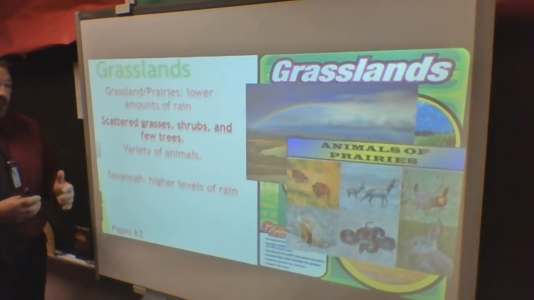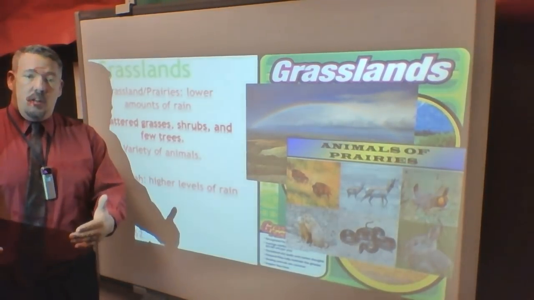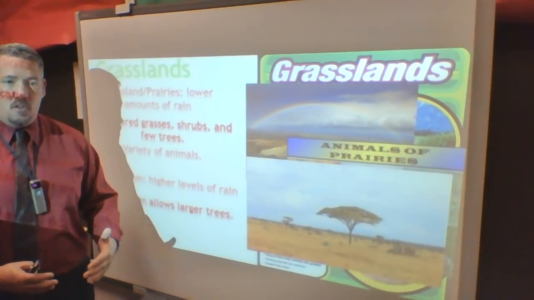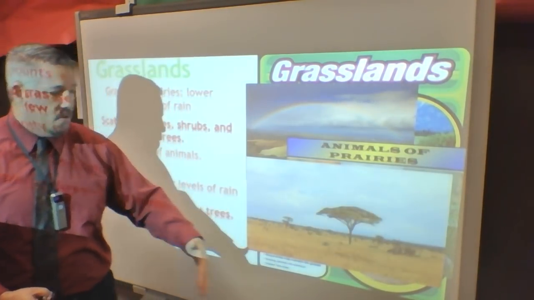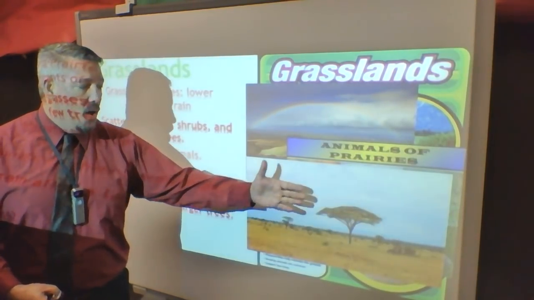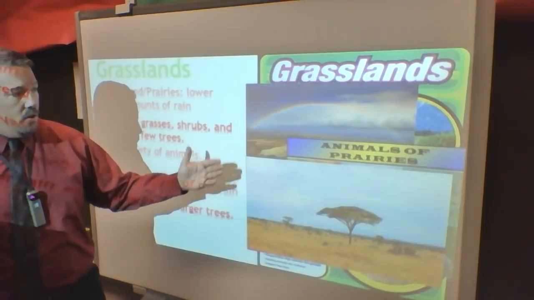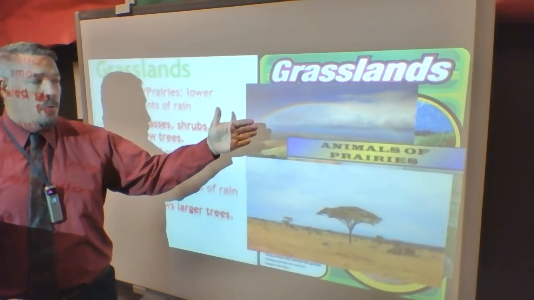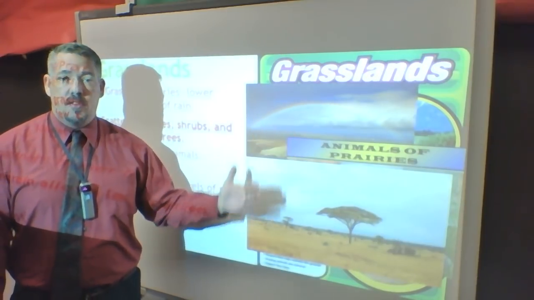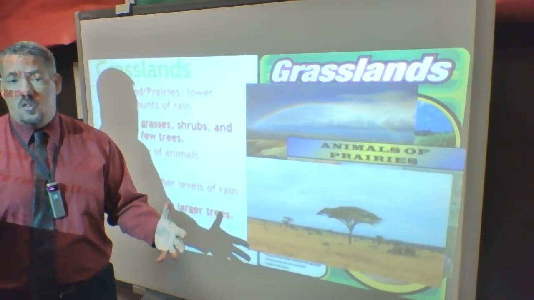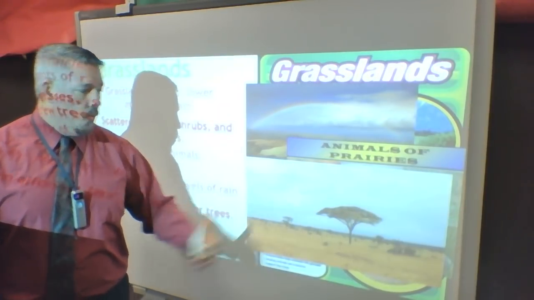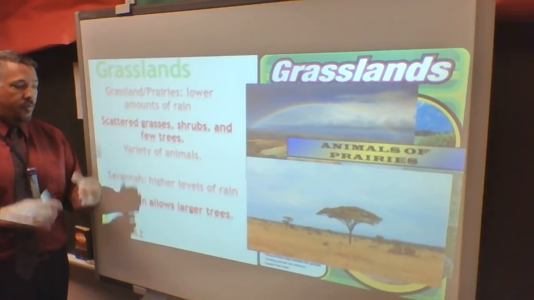When we talk about the savannas then, the savannas have more rain. And because they have more rain, they're able to have bigger trees. And that's where your acacia trees come into play. That's where your giraffes and your elephants are going to be able to get food to survive. You don't have really large herbivores in the United States and other continents where all you have is the grasslands, because they don't have the large trees that they can eat out of. So you have smaller herbivores, where over in Africa you have the savannas.